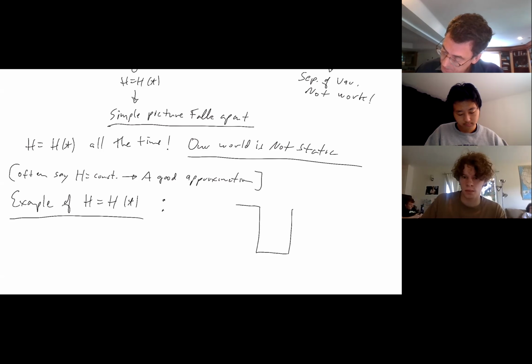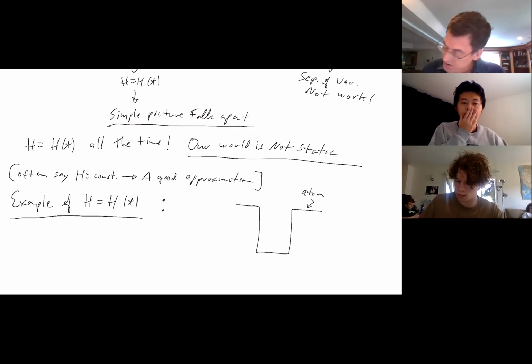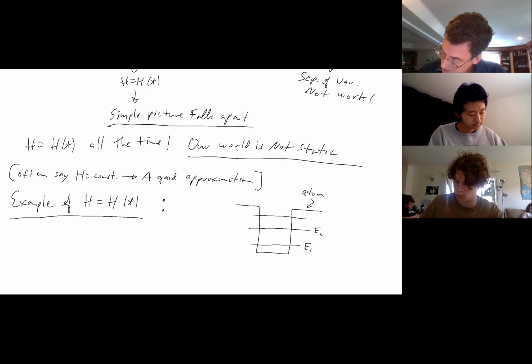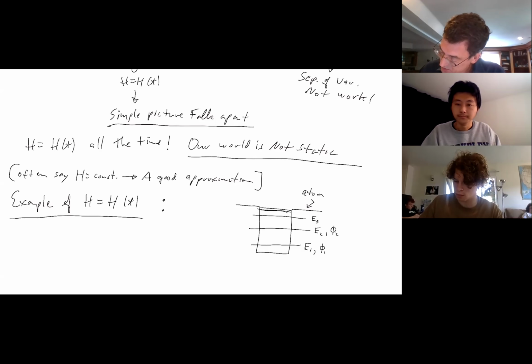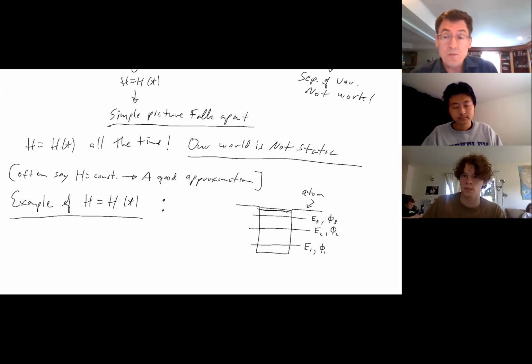Let's take an atom, and it has energy levels, like a hydrogen atom. Okay, that's how I draw an atom, just like a little box, and it has these levels: E1, E2, E3, etc., and then more levels up here, and then these have states associated with them, the eigenstates phi1, phi2, phi3. So those are the eigenenergies and eigenstates of some random atom.